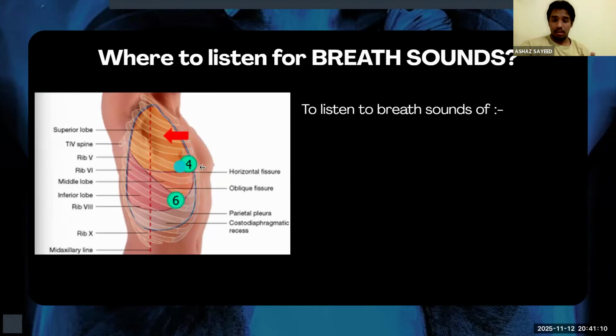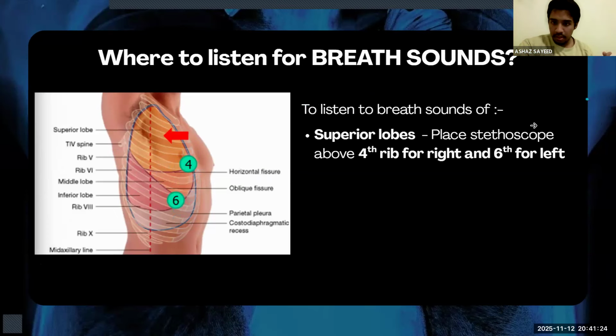Now these numbers are important, 4 and 6, because we want to listen for breath sounds, maybe in pneumonia or anything like that. You might want to isolate which lobe you are listening to with a stethoscope. So if you want to listen to the breath sounds of the superior lobe for the right lung, it's going to be above this one.